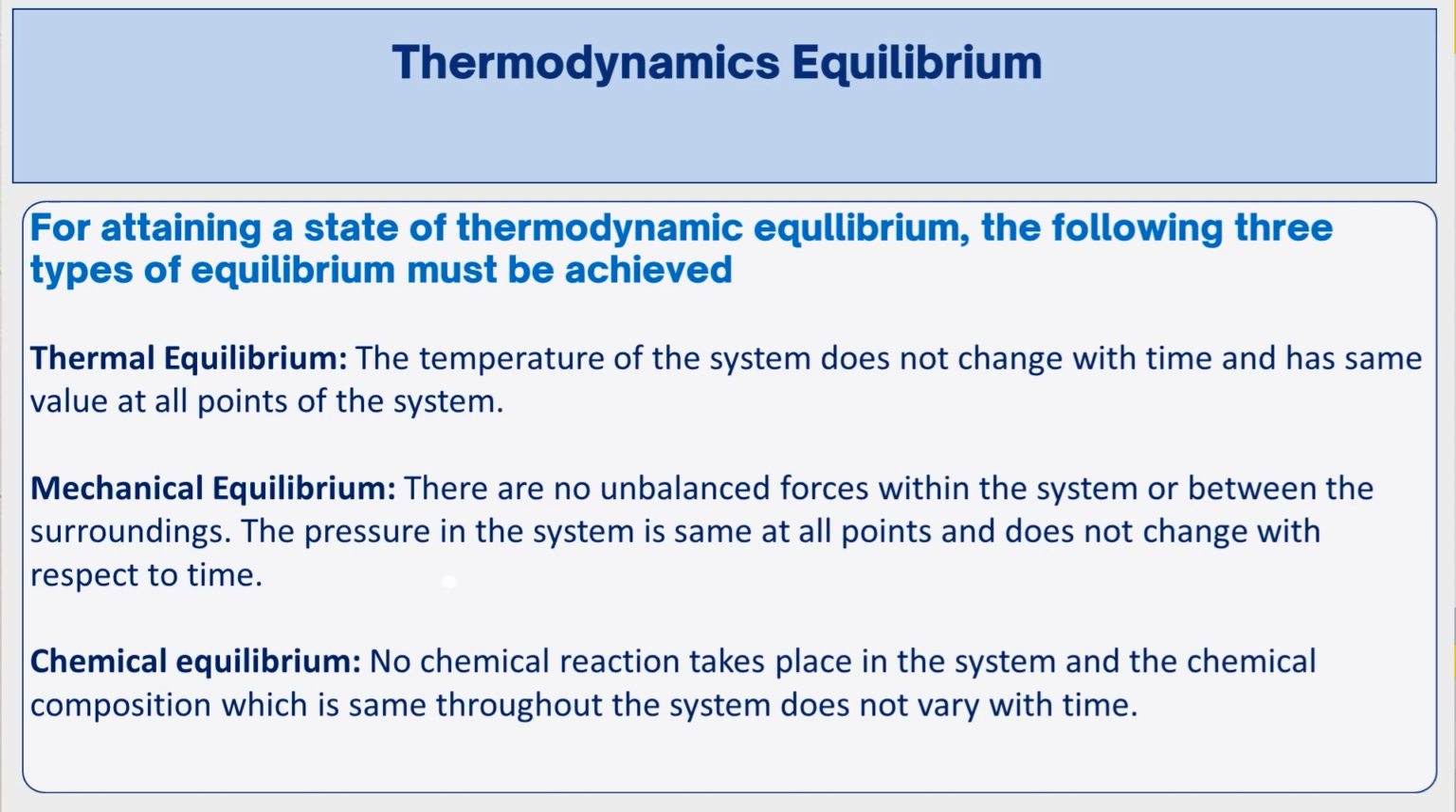The next one is mechanical equilibrium. It means there are no unbalanced forces within the system or between the system and the surroundings. So in this case, the pressure in the system is the same at all points and does not change with respect to time. It means the pressure remains constant, so we can consider it as mechanical equilibrium. The third one is chemical equilibrium. As the name indicates, no chemical reaction takes place in the system, and the chemical composition, which remains the same throughout the system and does not vary with time, is called chemical equilibrium.